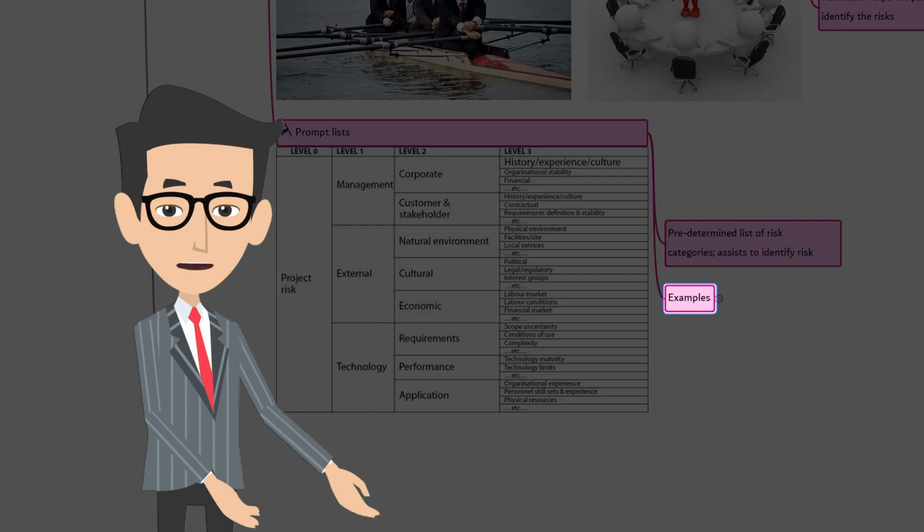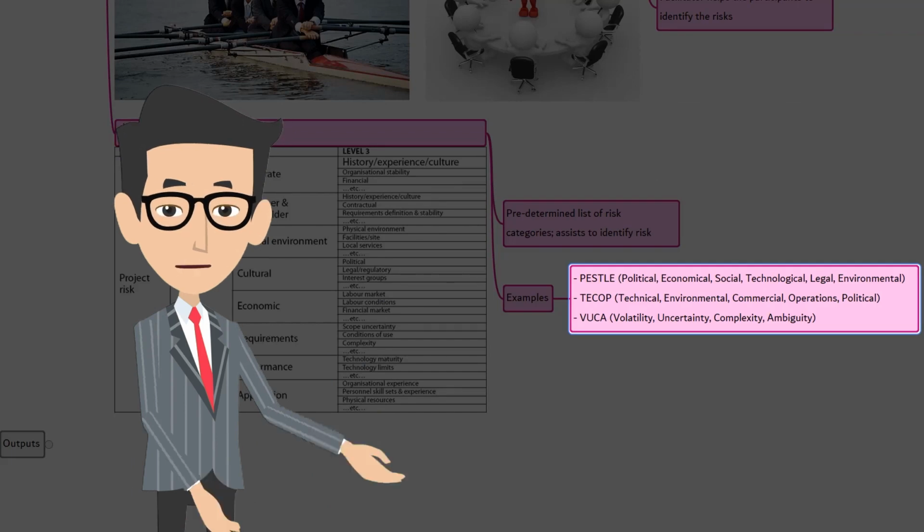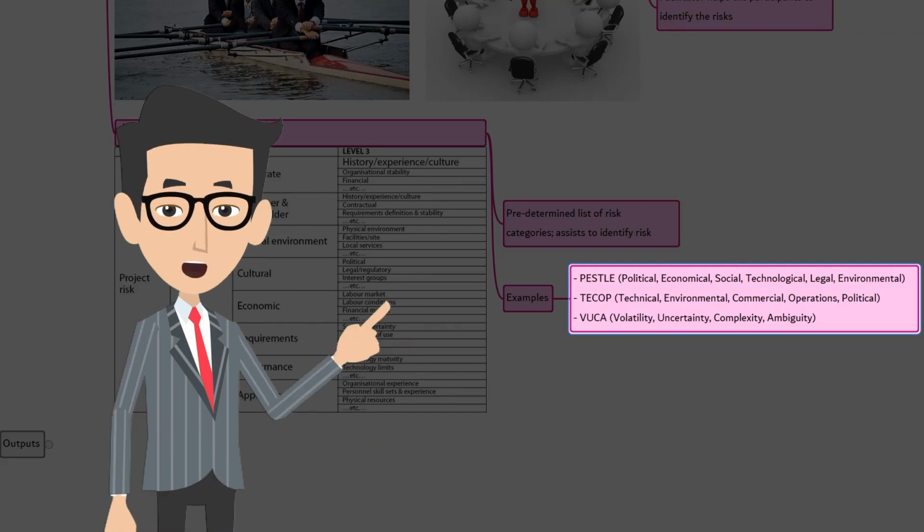Let's look at some of the examples of prompt. PESTLE, meaning political, economic, social, technological, legal, environmental. TECOP, technical, environmental, commercial, operational, and political. VUCA, volatility, uncertainty, complexity, and ambiguity.